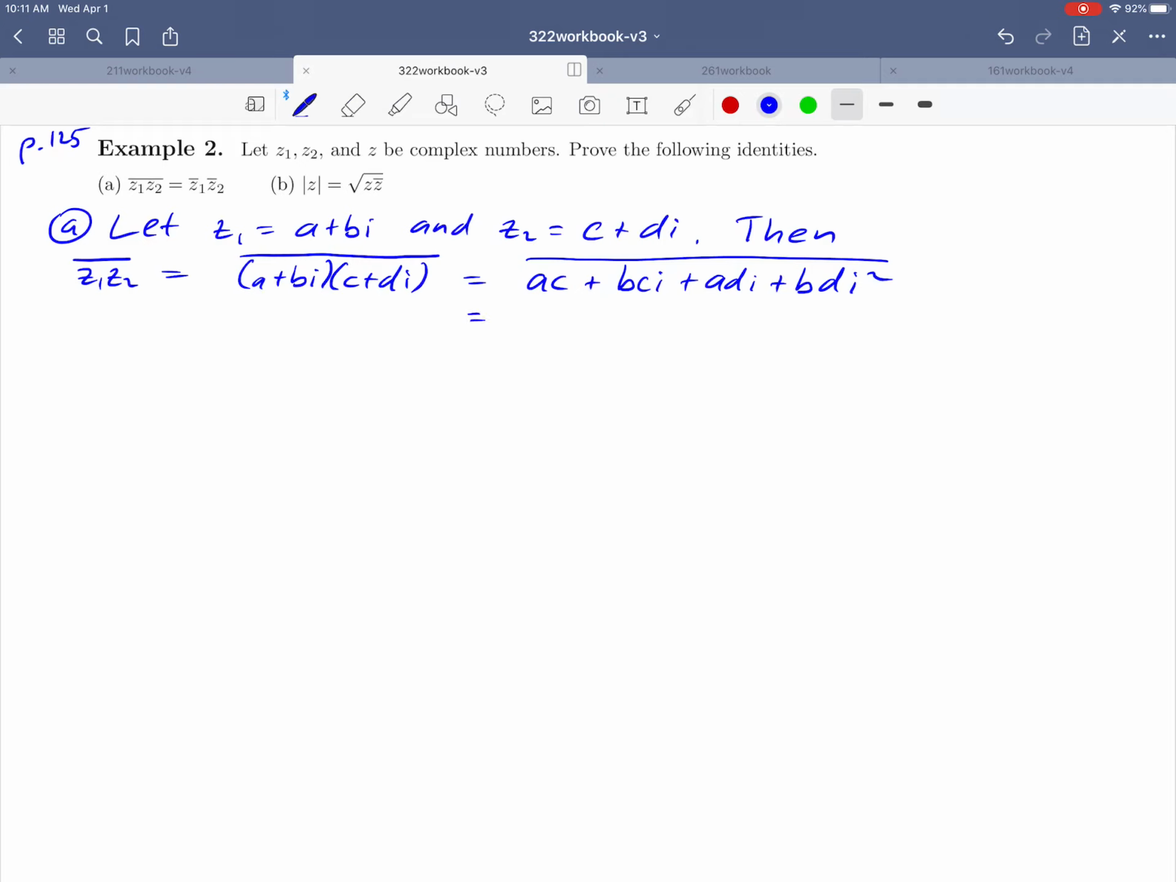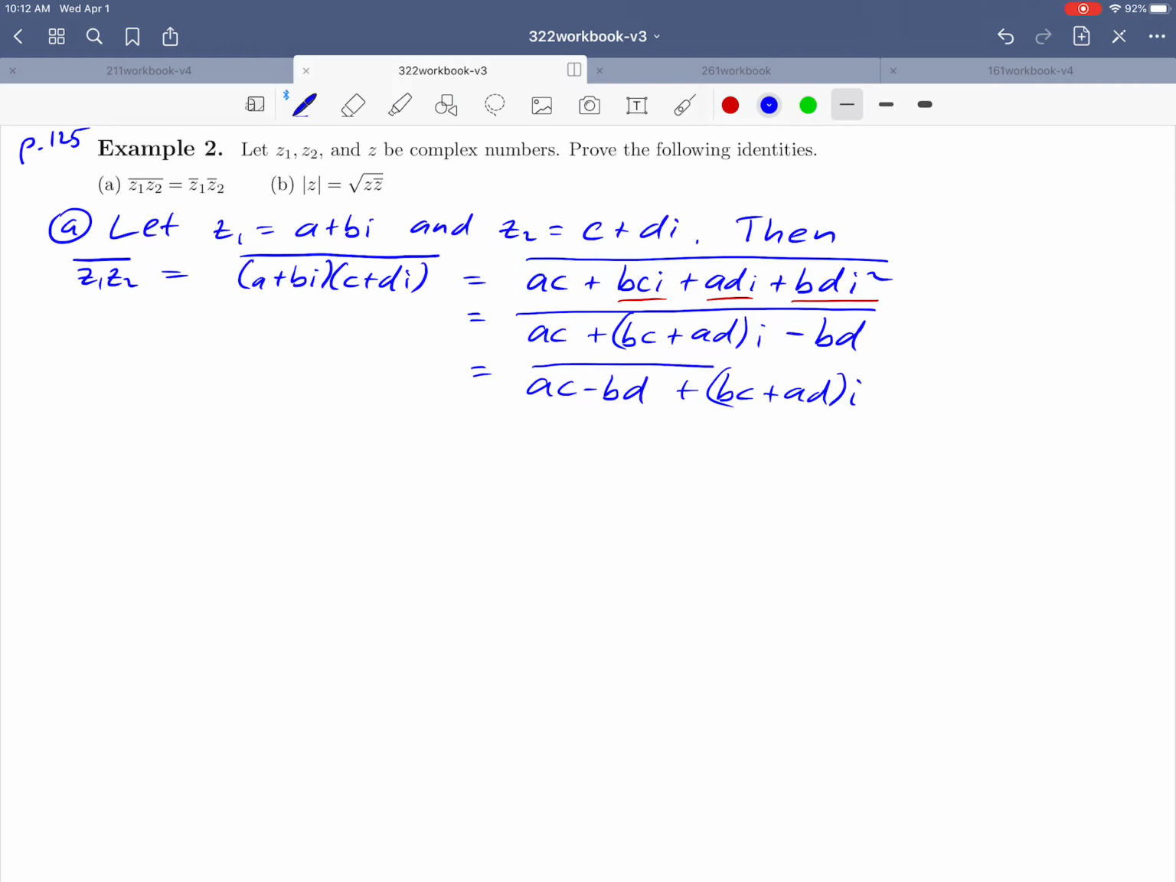Okay, can we simplify that at all? Well, let's see. There are two terms that have i's in them, so we could combine those together. Maybe write it as bc plus ad times i. And then we come to bdi squared, and remember that i squared is really -1. So this is really minus bd. Okay, we've still got that bar over the top. Okay, so organizing this into its real and imaginary parts, we can write the ac minus the bd together. Those are both real portions. And then the bc plus ad, i at the end.